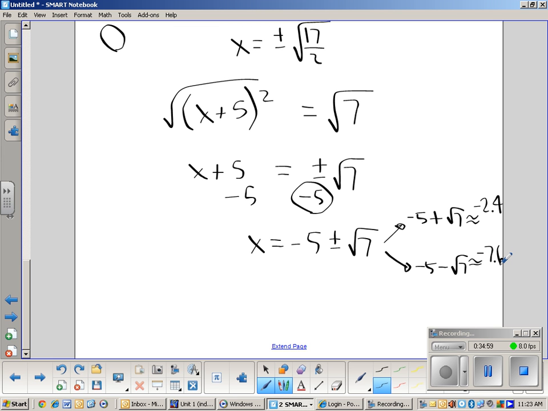Okay? If they ask you to round, that's where you would do it at the end, just like that. Notice it's not just a plus or minus negative 2.4, is it? Right. You have to break this up and actually do it two different ways. One with a minus, one with a plus. Because that's what this means. The top one is negative 5 plus square root of 7. The bottom is negative 5 minus square root of 7.